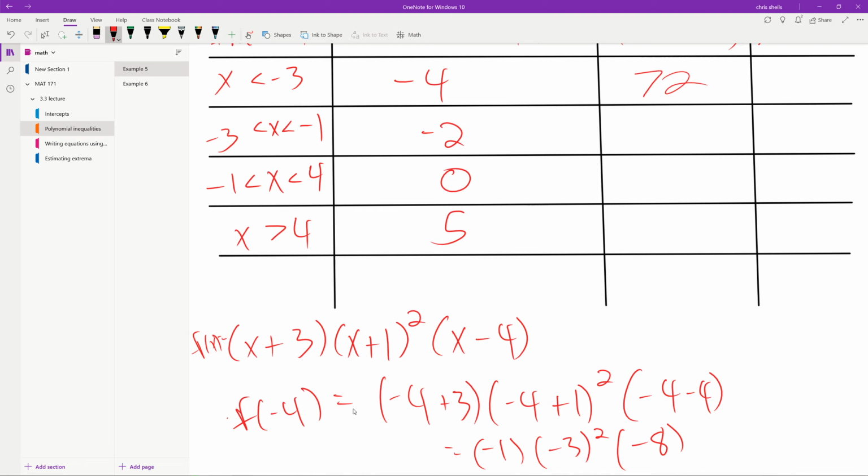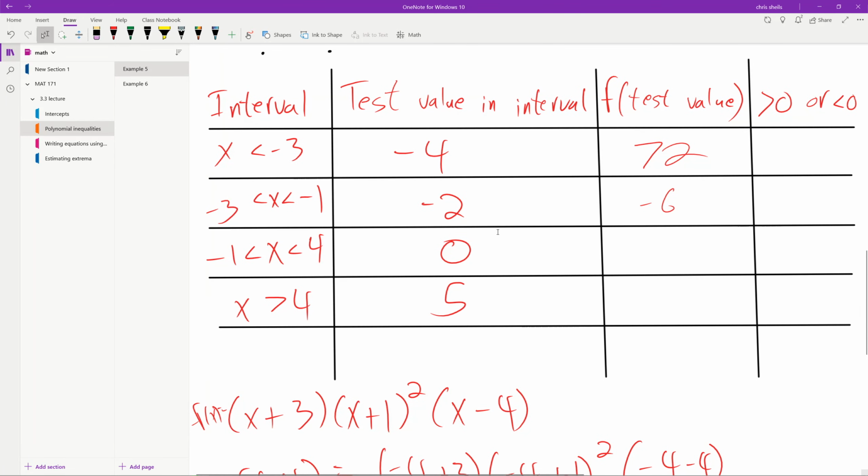This is going to be positive 72. Now if I just continue plugging these into this function, if I plug in -2, I'm going to get -6. If I plug in 0, I'm going to get -12. And if I plug in 5, I'm going to get 288.